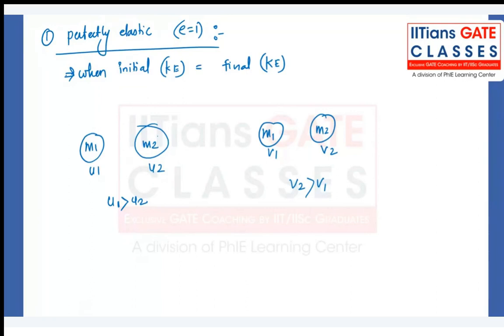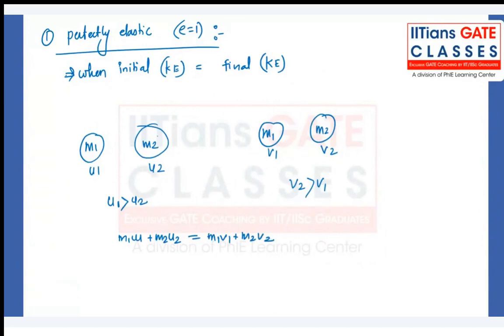So using that, you can write it as m1 u1 plus m2 u2. This is the total momentum of the system before impact or the collision, is equal to m1 v1 plus m2 v2. That is the total momentum of the system after impact. This should be same.